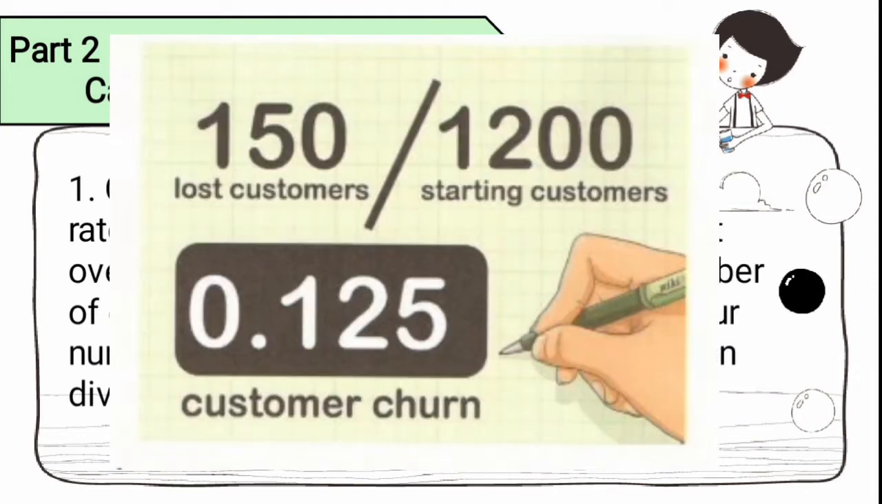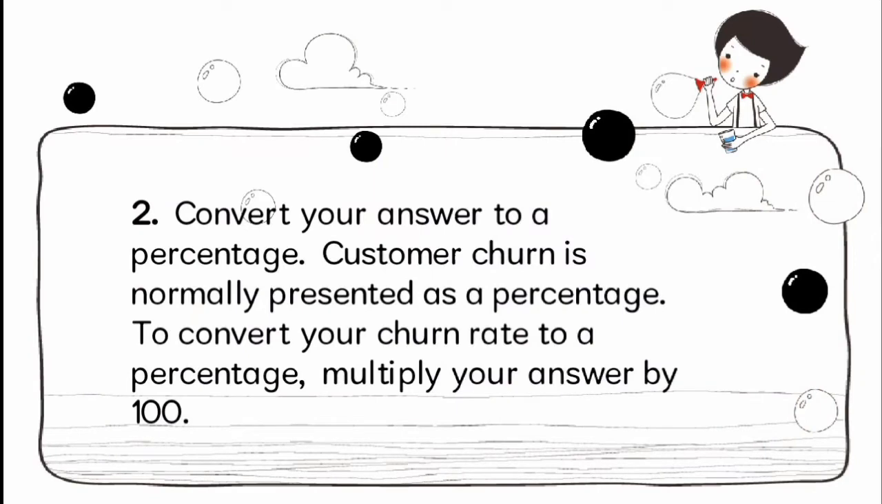Using the example from the gathering customer information part of this article, you would calculate customer churn as 150 lost customers divided by 1,200 starting customers to get a customer churn of 0.125. Convert your answer to a percentage.